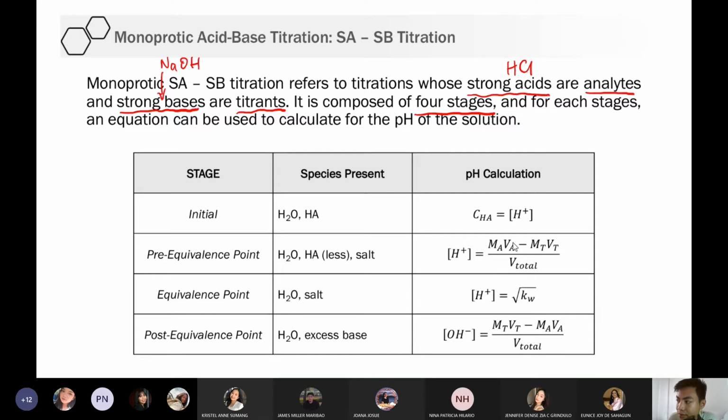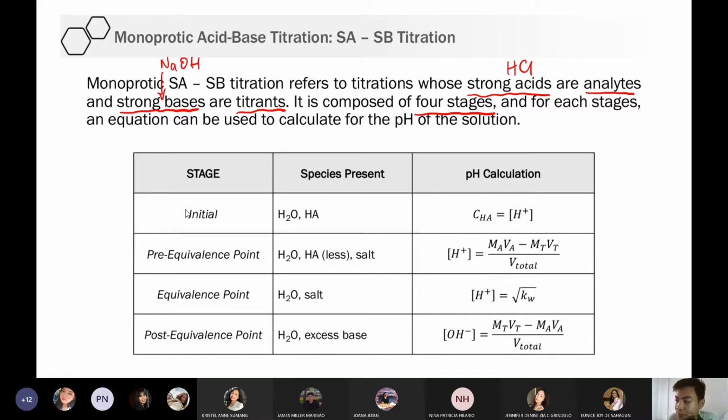Ayan na. So yun yung ganap ng equation na to. Again, MAVA minus MTVT, ano meaning nun? Moles acid minus moles base. Okay? Kasi nababawasan na yung acid natin, nagdadagdag na tayo ng base. Divided by volume total in order to account for the dilution. Kasi nagdadagdag tayo ng volume pag dinadagdag yung titrant. Okay? So this is the equation that is needed, no, when solving at pre-equivalence pH.